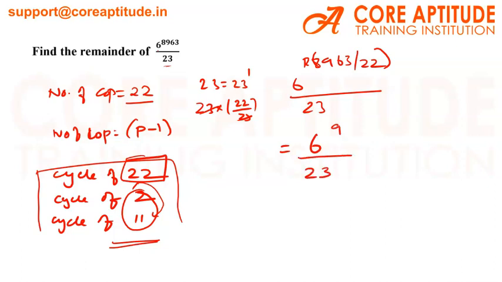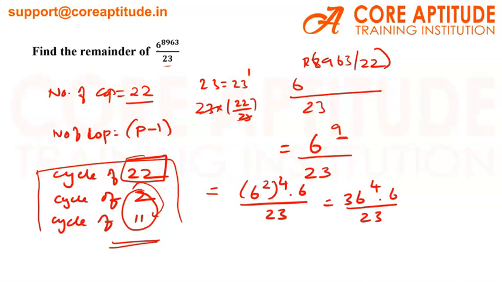So I have done the reduction of the power. Now can you approach the problem? What is 6 power 9? I can write it as 6 square to the whole power 4 into 6 divided by 23, that is 36 to the power 4 into 6 divided by 23. I can write this either as 13 to the power 4 or minus 10 to the power 4. Let me write it as minus 10 to the power 4 into 6 divided by 23.